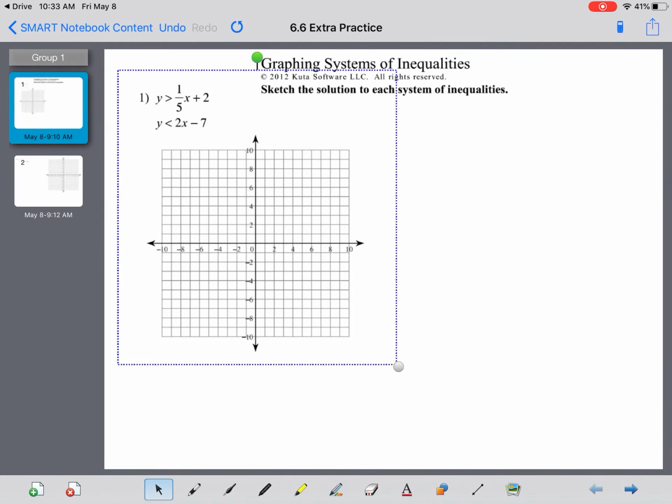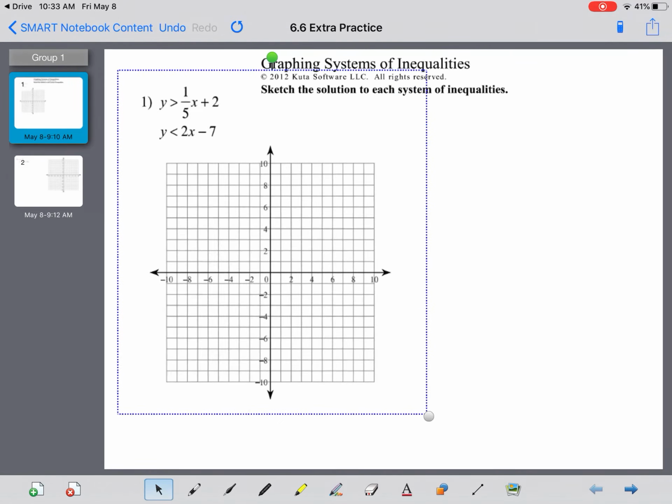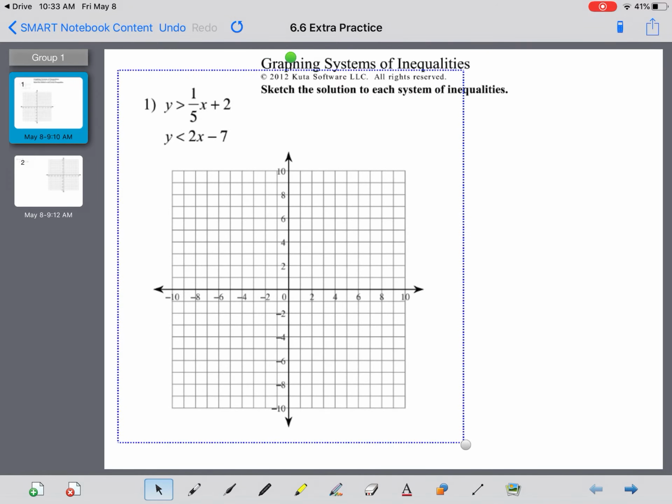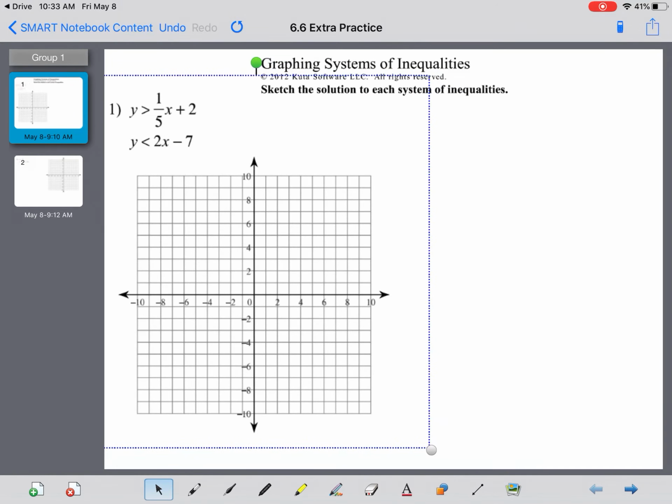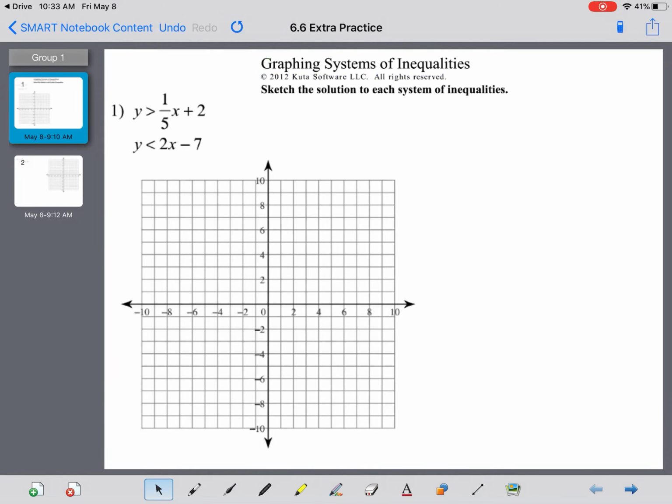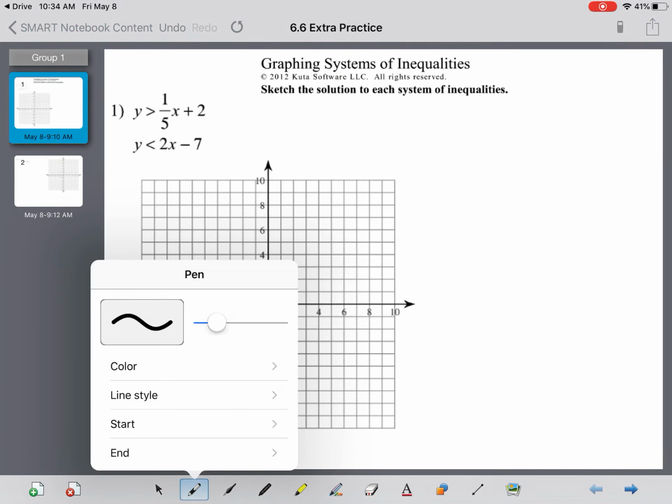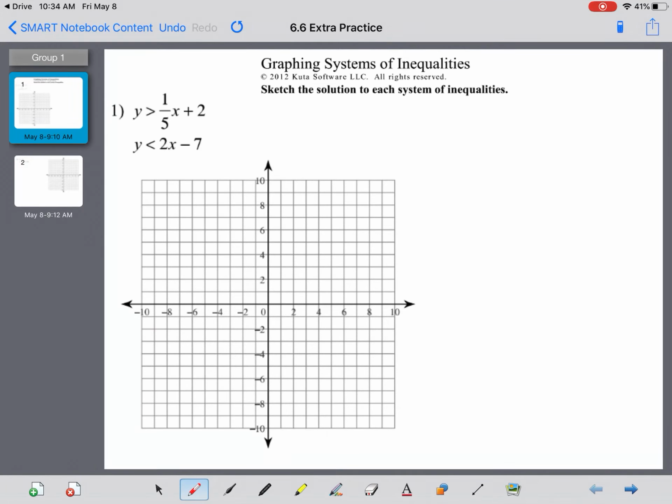Hey everyone, this is a brief tutorial on how to complete the 6.6 extra practice. Let me see if I could stretch this a little for you guys, make it a little bigger. There we go. Alright, so remember, just like the past few lessons, we're going to graph these inequalities, we're going to shade either above or below, and we're going to find that solution set.